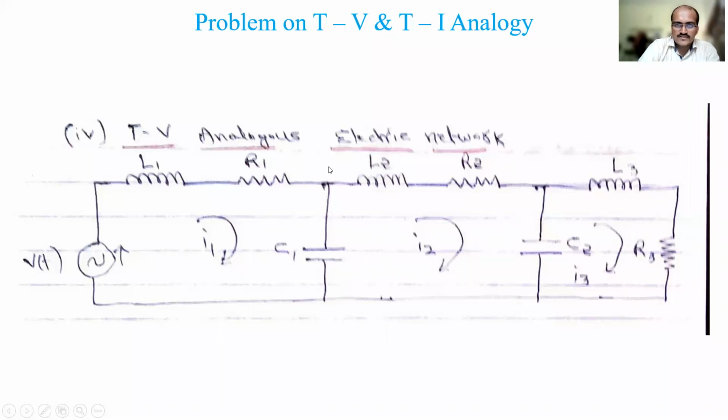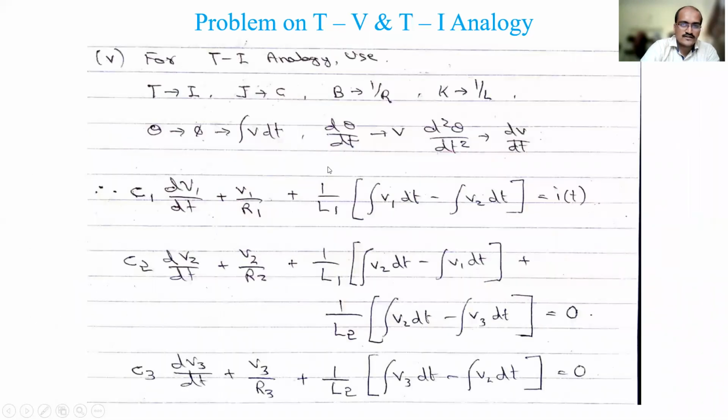In a similar way, for the first three equations, you apply the TI analogy, and you will get the TI analogous network. In the place of T, you apply I now. In the place of J, you substitute C. In the place of B, 1 by R. In the place of K, 1 by L. In the place of theta, you substitute integration V dt. Then d theta by dt becomes V, and d square theta by dt square becomes dV by dt.